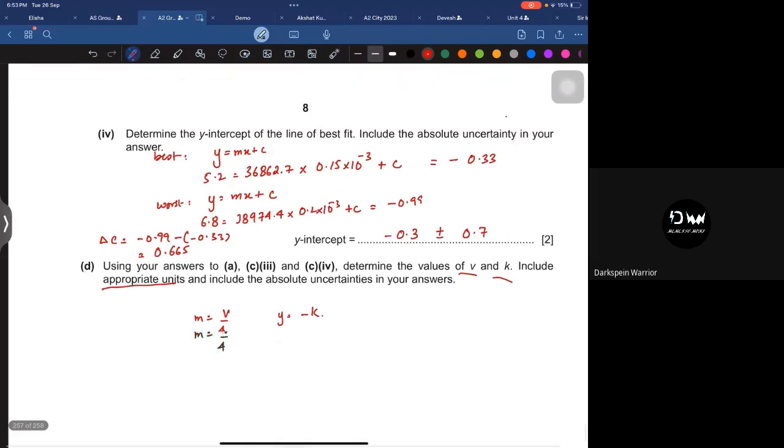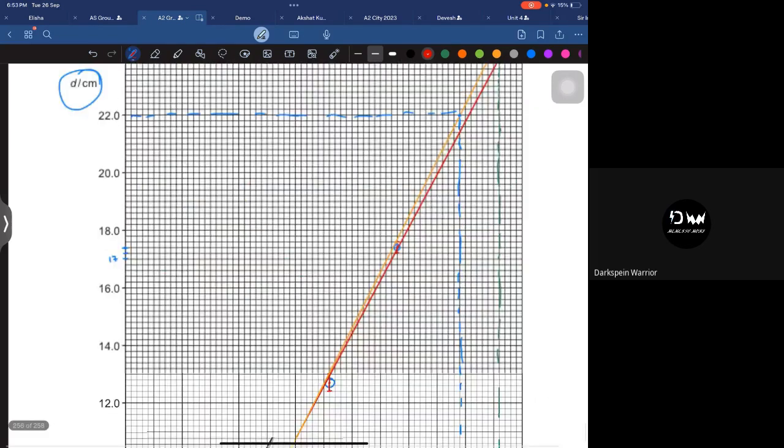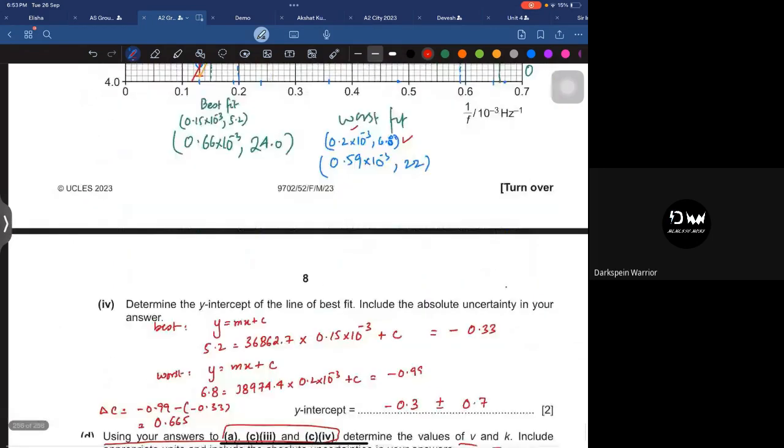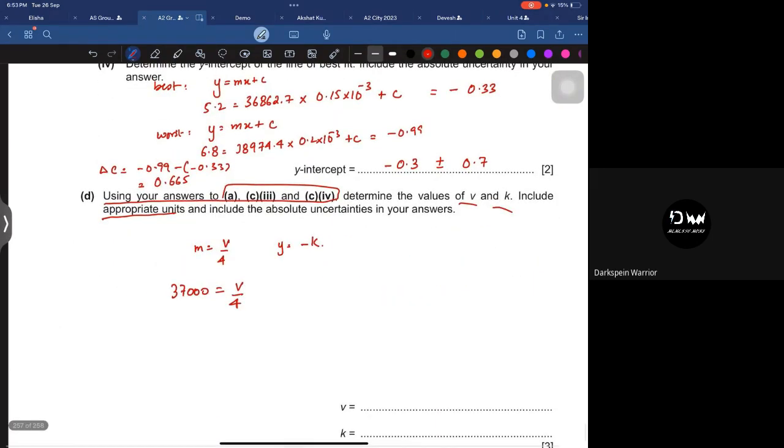At this point, it doesn't really matter. You can use the values of the previous parts, because they're saying use your answers in this. You don't have to use the actual values, okay? So now the gradient was, I think, 37,000. I don't remember. Let me check. 37,000 equals V over 4. So V is going to be 148,000.